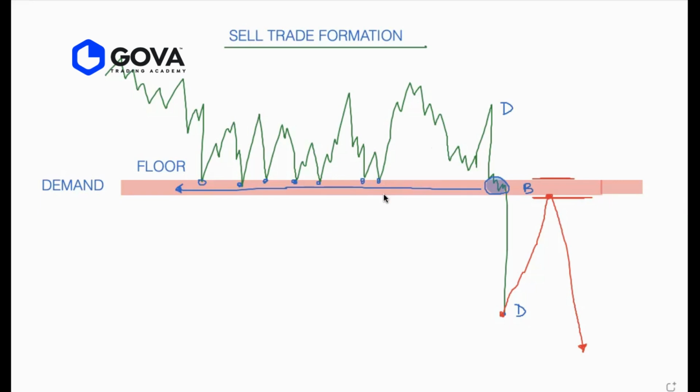So guys, in the coming classes, I'm going to be showing you some examples on these formations in real time, okay, on the candlestick charts. So that is it, guys.